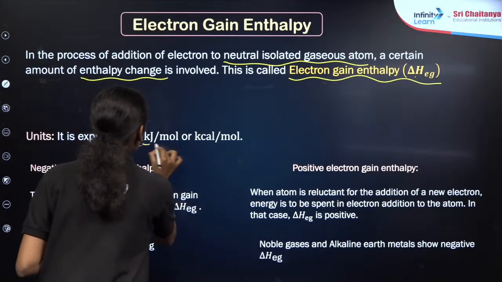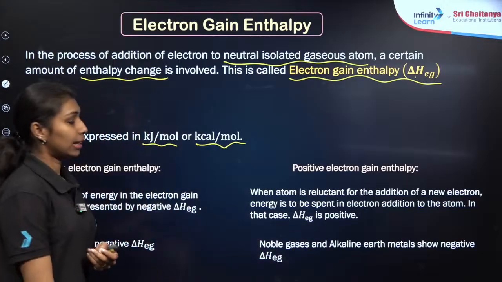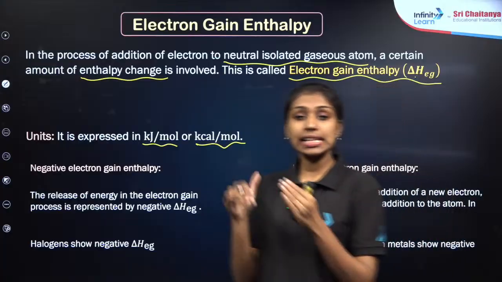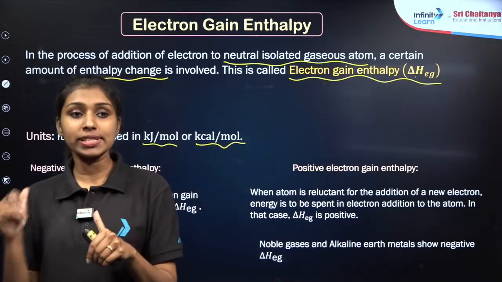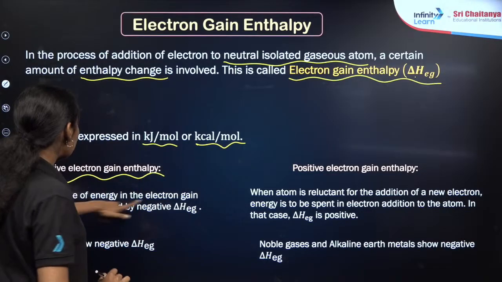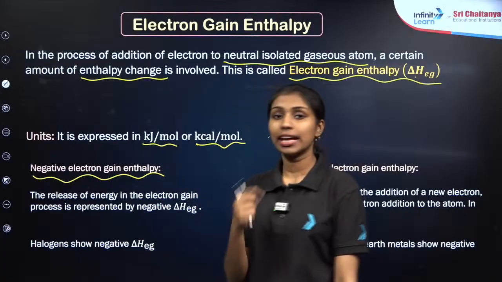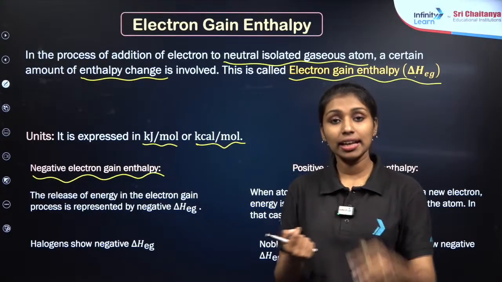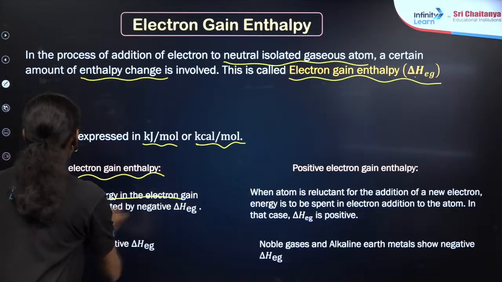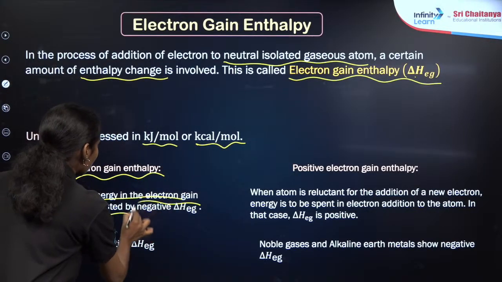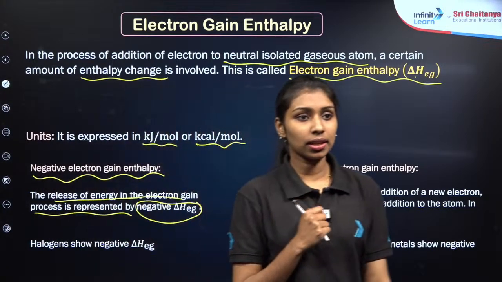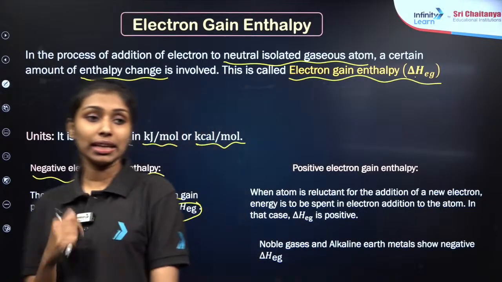Similarly, it also has the unit kilojoule per mole or kilocalorie per mole, right? Then this electron gain enthalpy is divided into two types, positive or negative. If I am taking a negative electron gain enthalpy, it means the release of energy, which will be exothermic, right? Energy is releasing, which means it has a negative value of enthalpy. The release of energy in the electron gain process is represented by the negative electron gain enthalpy or negative delta Heg. For example, in the case of halogens, what will be the case of halogens?